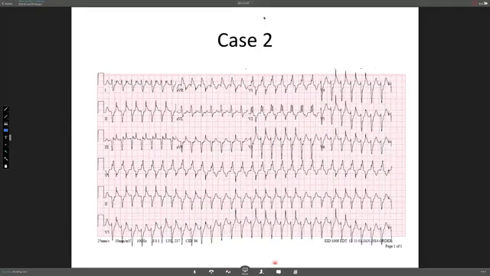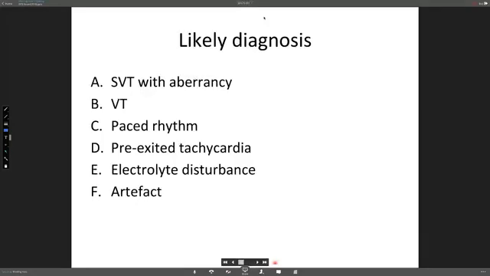I'll show you the ECG again, but first I'll give you the potential diagnoses. What do you think the likely diagnosis is? Do you think this is supraventricular tachycardia with aberrancy? Ventricular tachycardia? A paced rhythm? Or a pre-excited tachycardia? Do you think this is an electrolyte disturbance? Or is this actually an artifact? I'll show you the ECG again.